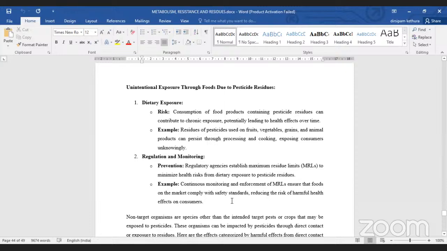See, these are the examples: dietary exposure, and the second one is regulation and monitoring. Consumption of food products containing pesticide residues can contribute to chronic exposure, potentially leading to health effects. And the example for dietary exposure is residues of pesticides used on fruit, vegetables, grains, and animal products can persist through processing and cooking, exposing consumers unknowingly.